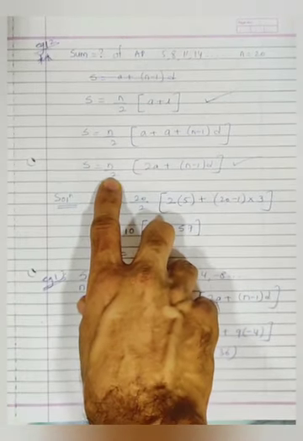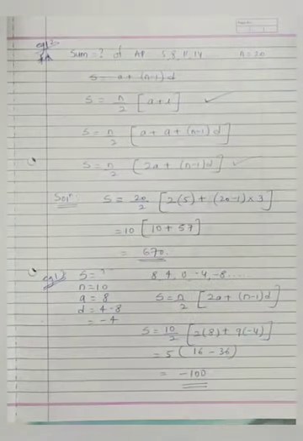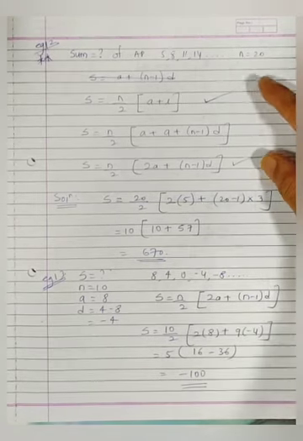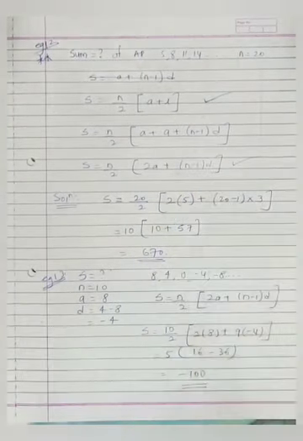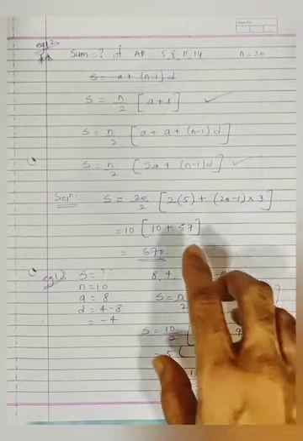S equal to N upon 2 in brackets 2A plus N minus 1 into D. So these are the two formulas that we are going to use to find this sum. Basically, if you are given the last term, we'll use this formula. If you're not given the last term, we are going to use this formula. Okay. So once you know the formula, it's very simple. You have to just put the value.